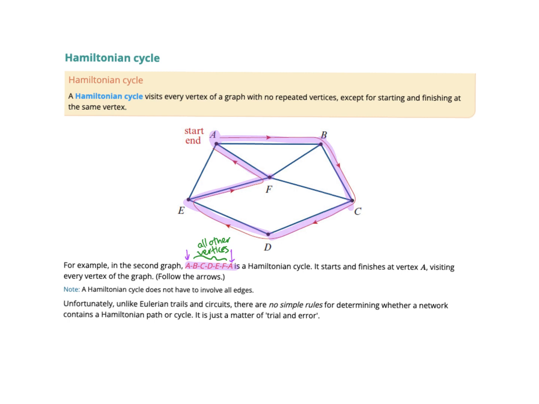Unfortunately, in the Eulerian we had some certain rules. With a Hamiltonian, it's not like that. You just have to use sort of trial and error, and whether it can be done, you just have to find out.